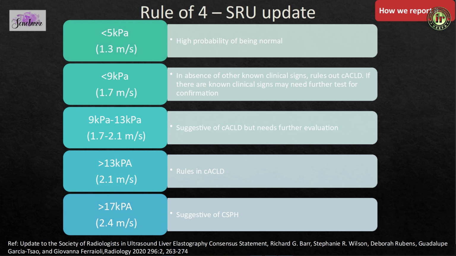Values between 1.7 to 2.1 meters per second or 9 to 13 kilopascals are highly suggestive of a compensated advanced chronic liver disease, but we need further tests for confirmation.